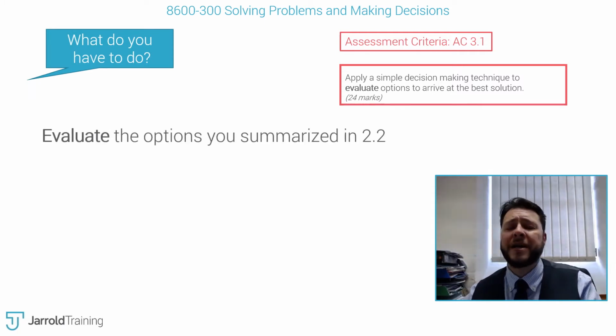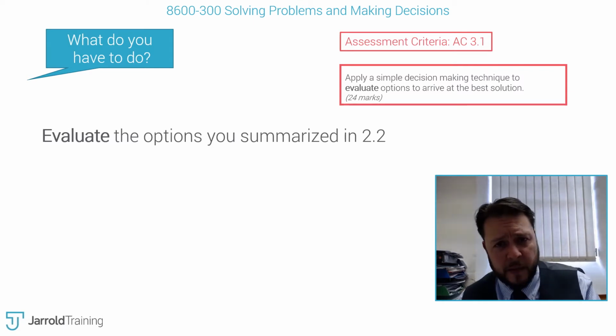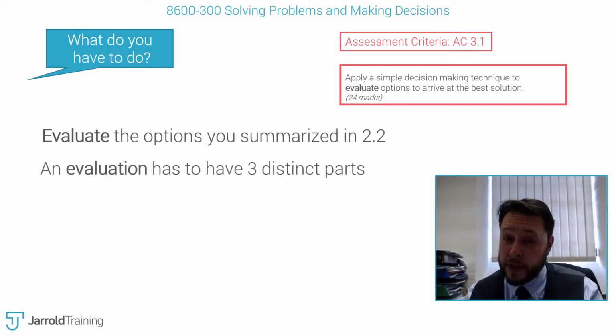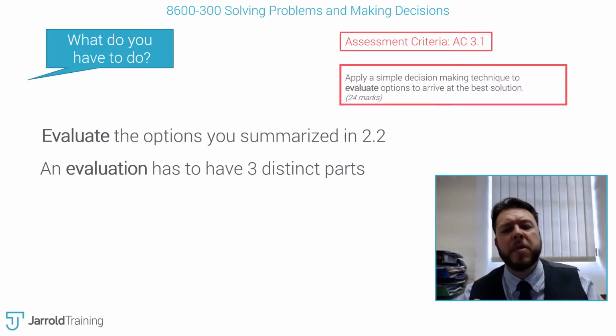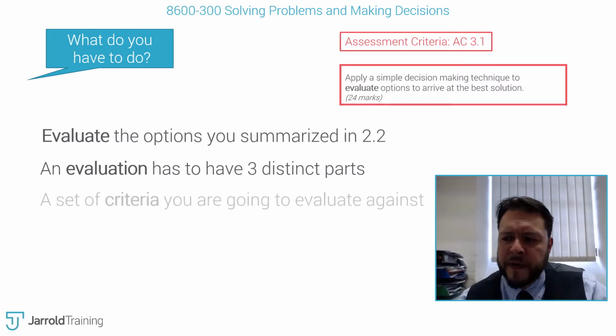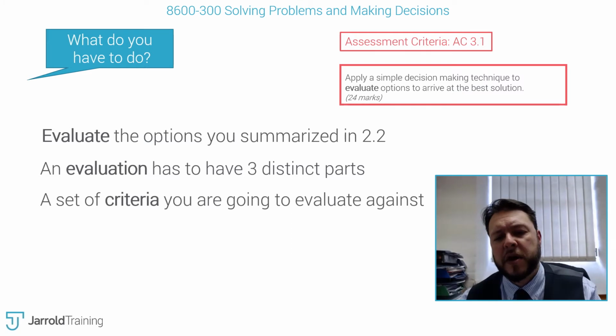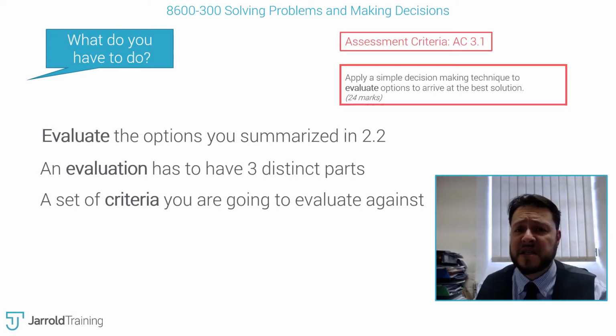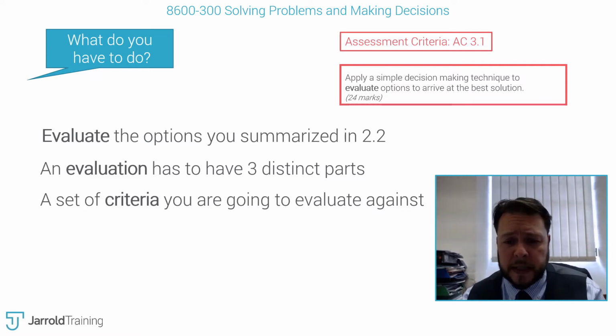Well, the key word is evaluate, and you're going to be evaluating those options which you summarized in Assessment Criteria 2.2. And an evaluation, which is a big word in Bloom's taxonomy, must have three distinct parts. The first part of it is that you have to have a set of criteria that you're going to evaluate the options against. You are creating that criteria, so we need to see you break down the criteria and tell us what it is that you're actually going to evaluate them against. Could be such things as time, cost, or maybe your ethical corporate responsibility.